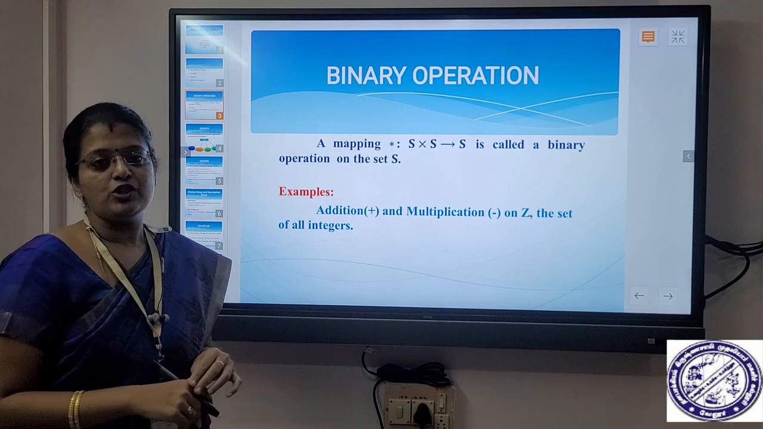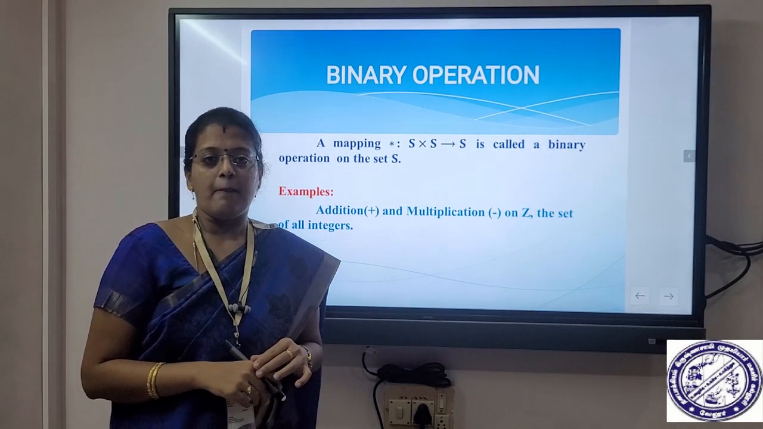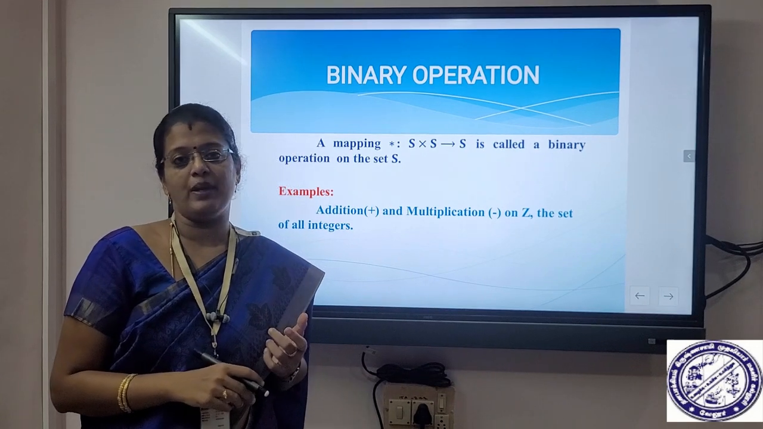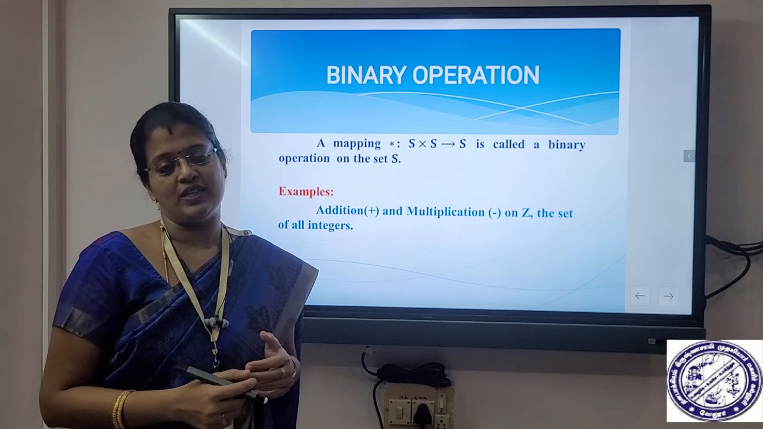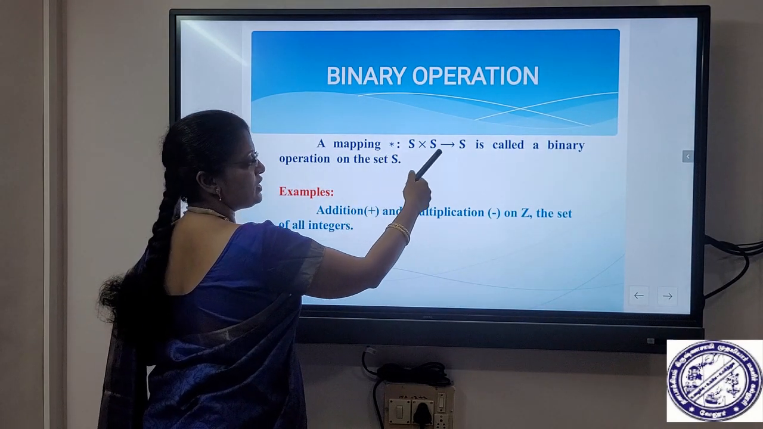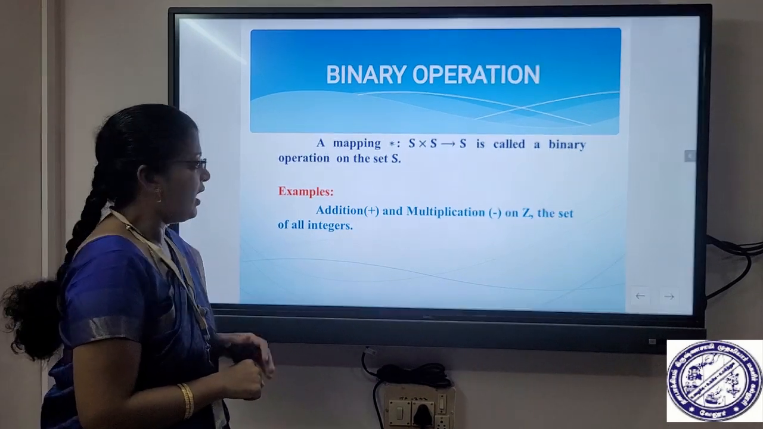Before entering into the definition of a group, we need to know what a binary operation is. A binary operation is a rule that assigns to every pair of elements a unique element of that set. That is, a mapping asterisk, S cross S to S itself, is called the binary operation on the set.